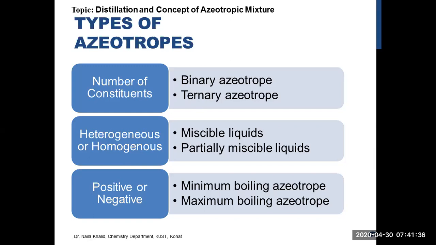The positive azeotropes are also known as minimum boiling azeotropes. These are those azeotropes in which the boiling point of the whole mixture is lower than the boiling point of all the components. Whereas the negative azeotrope is the maximum boiling azeotrope, in which the boiling point of the azeotrope is higher than the boiling points of the components.